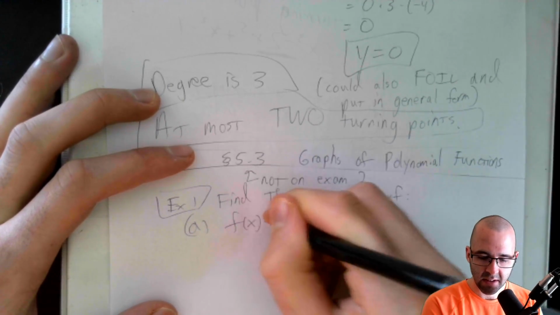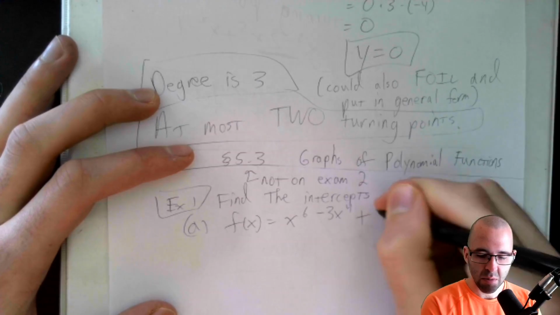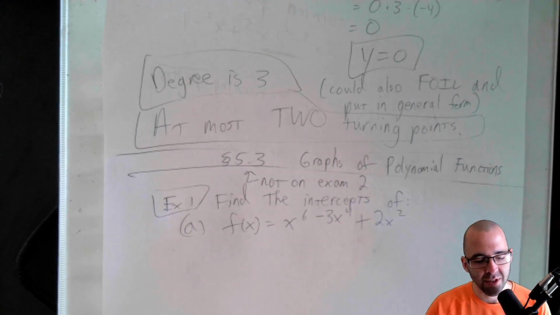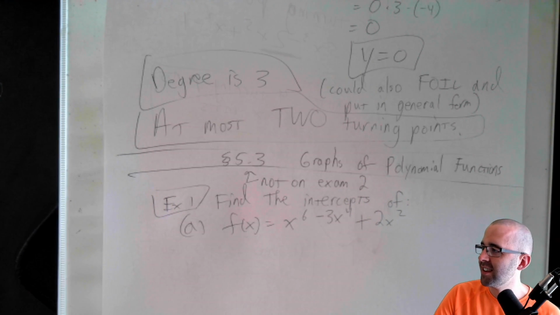f of x equals x to the 6th minus 3x to the 4th plus 2x squared. And again, you say, Jason, we did this in example 5. This is not 5.3. This is the same stuff.